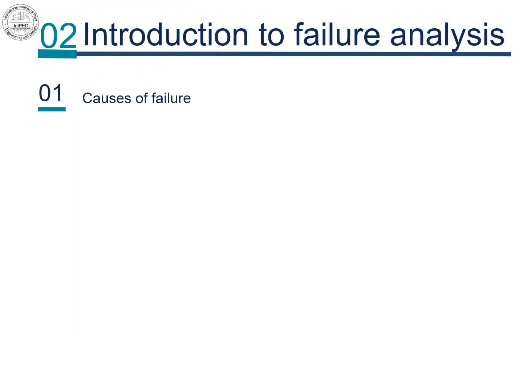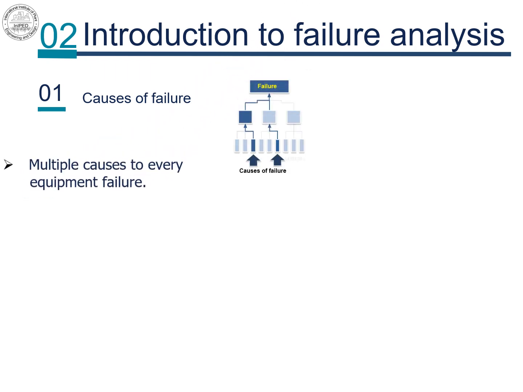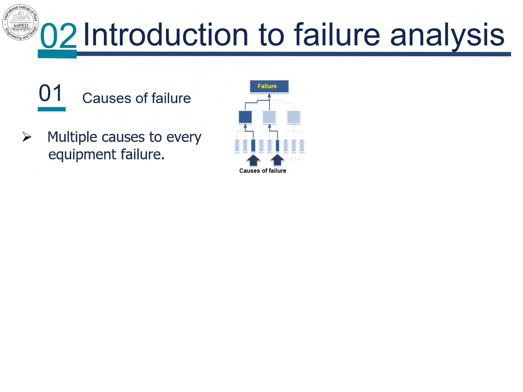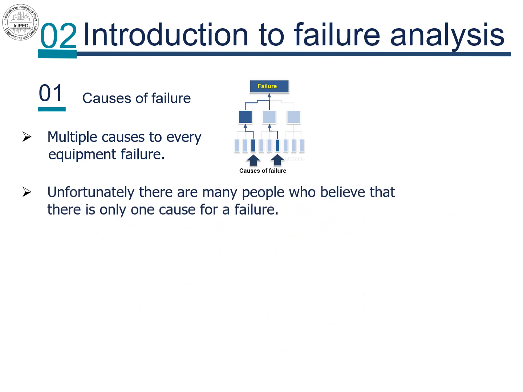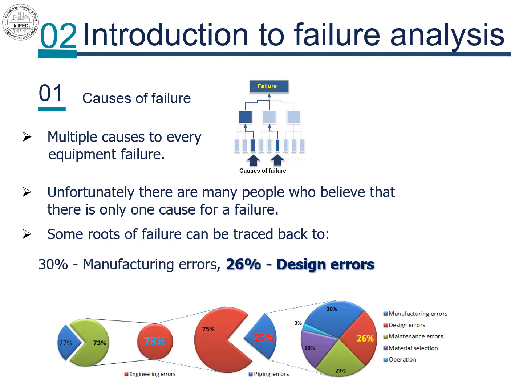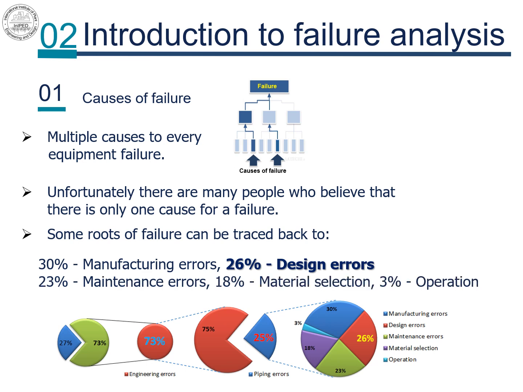It would be nice and neat if there were only one cause per failure, because correcting the problem would then be easy. However, in reality, there are multiple causes to every equipment failure. Unfortunately, there are many people who believe that there is only one cause for a failure. Some roots of failure can be traced back to: 30%, manufacturing errors; 26%, design errors; 23%, maintenance errors; 18%, material selection; 3%, operation.